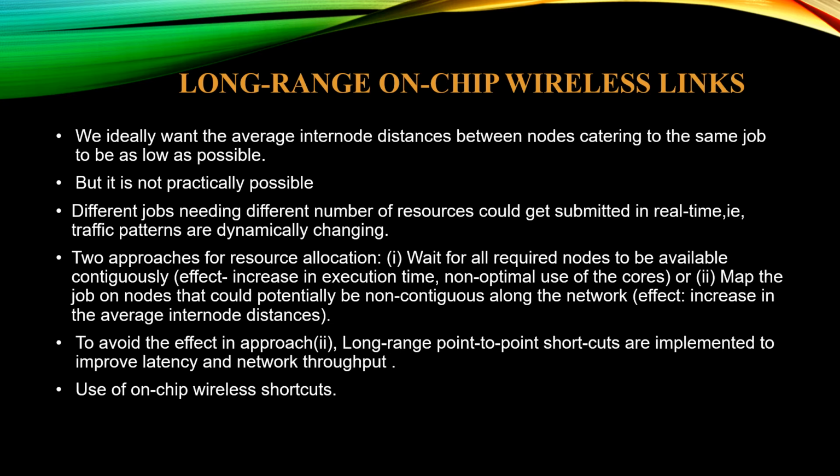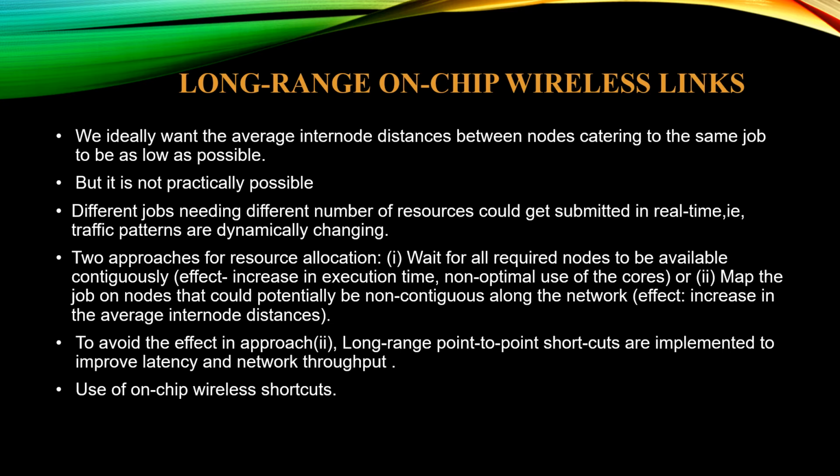So there are two approaches here. One is to wait for all required nodes to be available contiguously, and second is to map the job on nodes that could potentially be non-contiguous along the network. Both has its own effects. For the first one, that is, if we are waiting for the nodes to be available contiguously, then it will increase the execution time and it will lead to the non-optimal use of the cores.